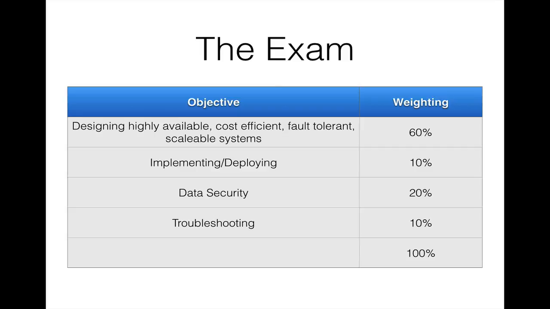Implementing and deploying is worth 10%. Again, you will learn implementing and deploying by doing the assignment. Data security. Now they say data security is only worth 20%. It tends to come up in the exam a lot, and there's a specific white paper that you will have to read before doing the exam. We will cover it in the course, but it's a really good idea to read this one white paper because the information in there does come up in the exam quite a bit. And then there's troubleshooting, which is worth 10%.